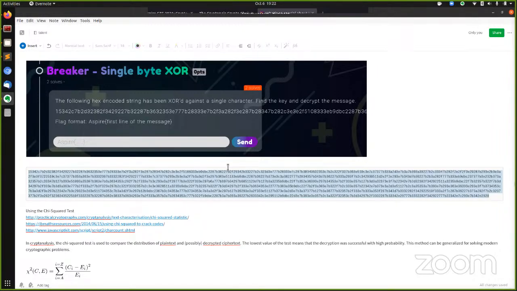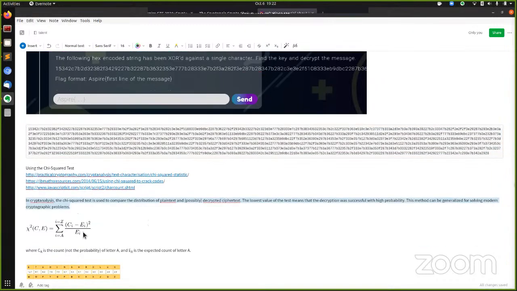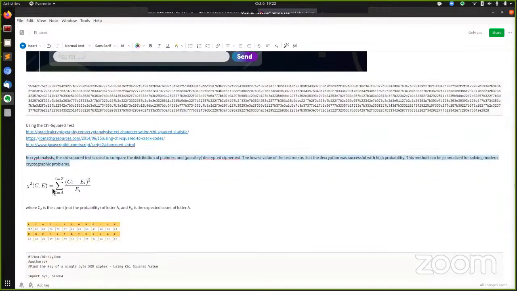So once we decrypt, we will count the number of E's in that decryption and compare the probability. Do they approach 12? That's what the chi-squared test does, and there's a formula that we usually use for it.